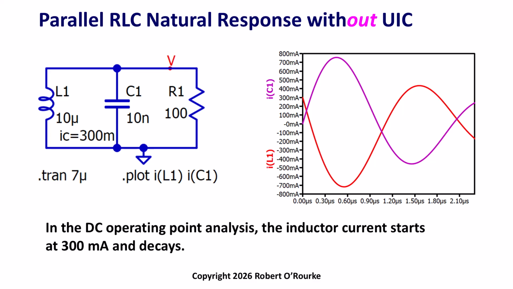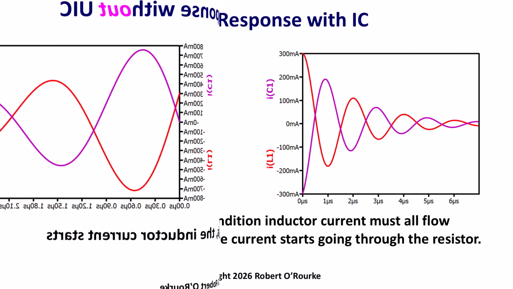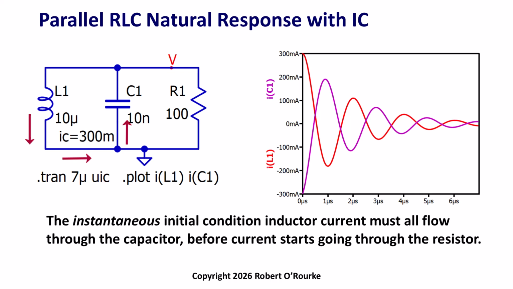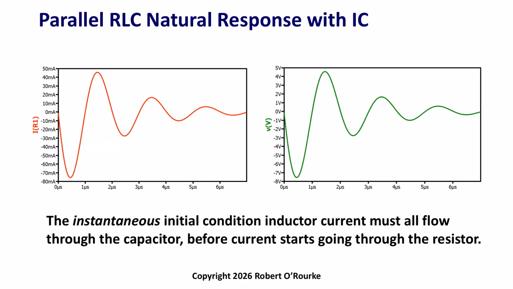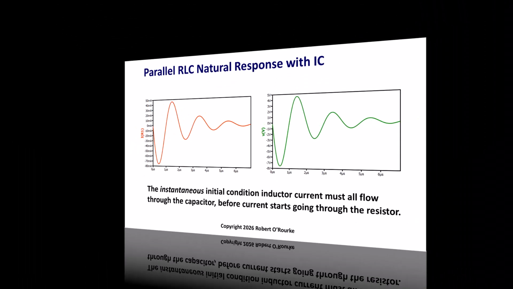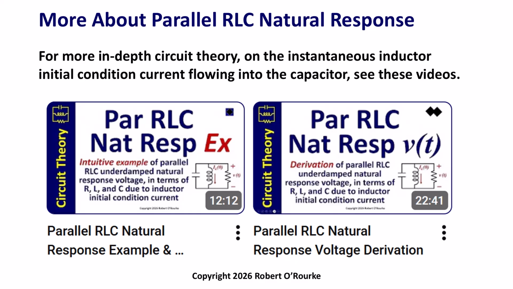Why not? What is unique about this circuit? The initial condition inductor current instantaneously flows into the capacitor. There is no instantaneous current from the inductor that goes through the resistor. The resistor current and voltage build exponentially from zero. To explore the technical background on this instantaneous current flow in the parallel RLC natural response, please see these two videos.